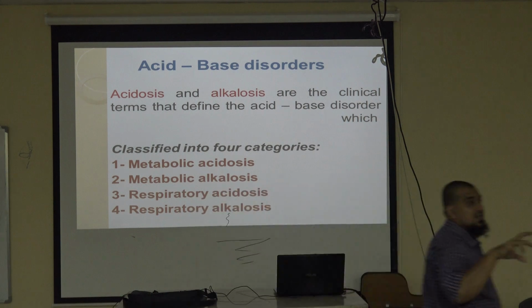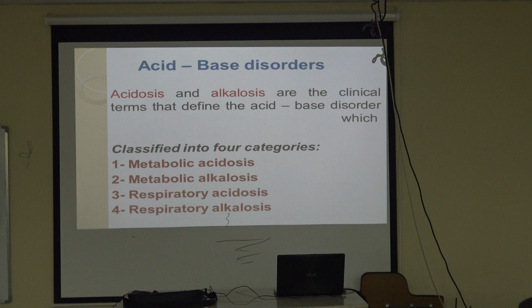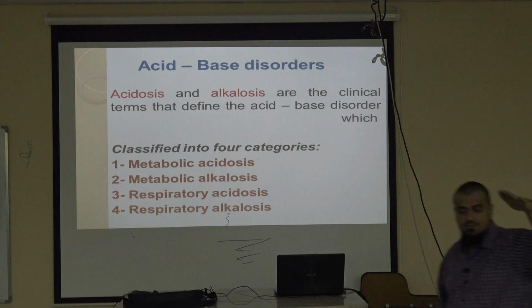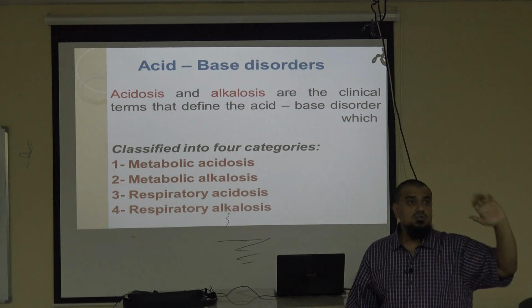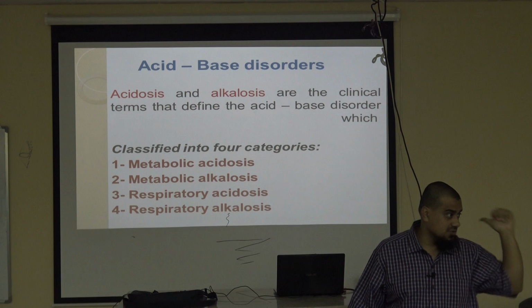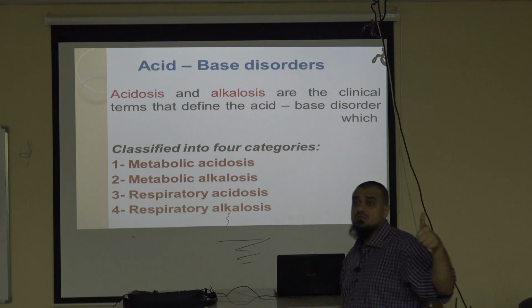Similar is the case with alkalosis. Can anyone guess what is alkalosis? How do you proceed? First, what will we see? The pH. The pH will be increased. So first we need to establish alkalosis. Then what will we see?